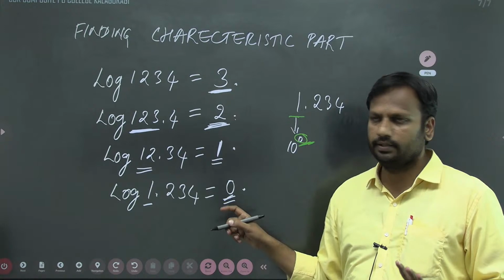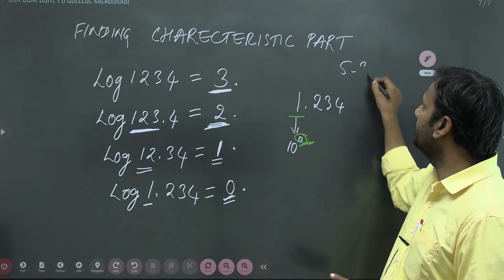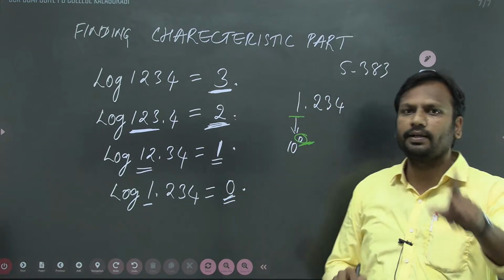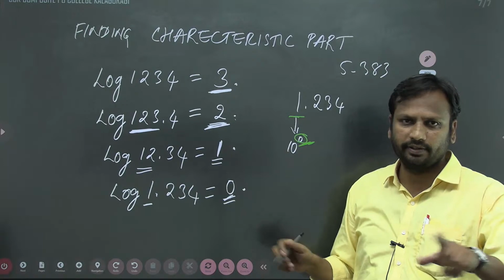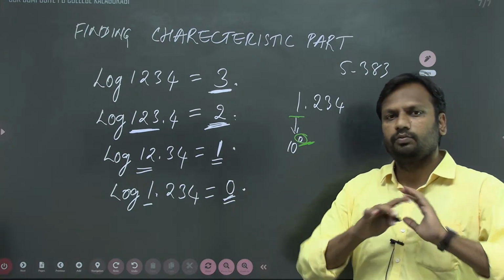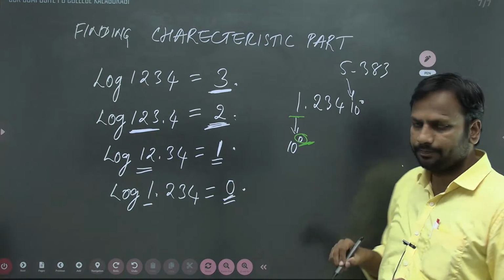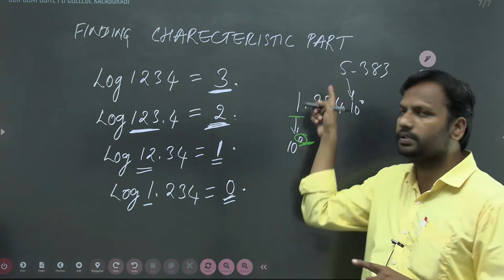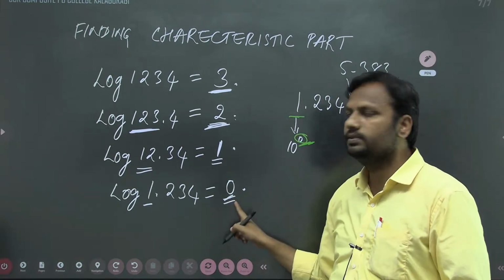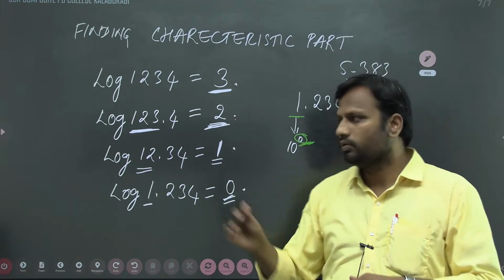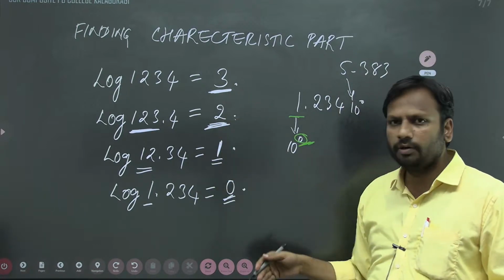If it's a 1-digit number, it will be 0, right? So now 5.383. It is also a 1-digit number. If you round up all the things here, you will get a 1-digit number. So again, it is in the position of 10 raised to 0 there. So a 1-digit number means the characteristic part will be 0. So we have the common format here.